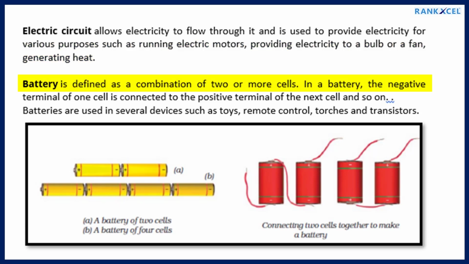Battery is defined as a combination of two or more cells. In a battery, the negative terminal of one cell is connected to the positive terminal of the next cell and so on. Batteries are used in several devices such as toys, remote control, torches and transistors.